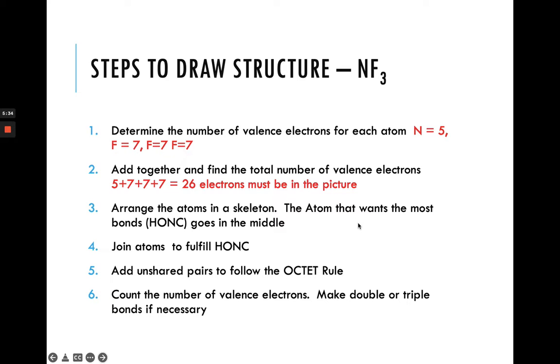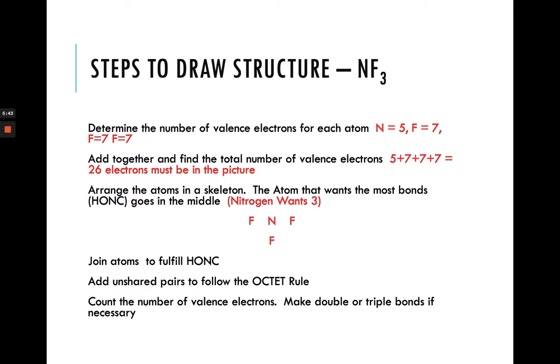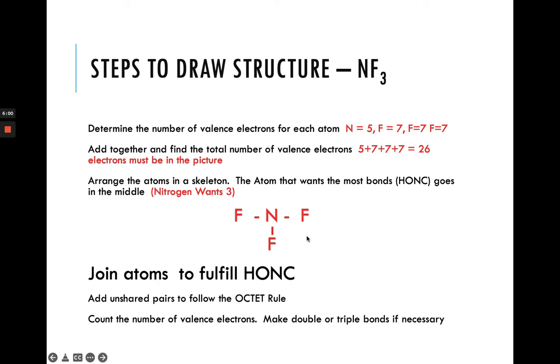Then we'll join the atoms to fulfill the HONC rule and add any unshared pairs to follow the octet rule. And then we'll count everything up to be sure that everything is done. So again, we're going to arrange the atoms in a skeleton. We'll put nitrogen in the middle and fluorines around the outside. We know that nitrogen wants 3, fluorine only wants 1, according to HONC. So that's why nitrogen's in the middle. We're going to join them to fulfill the HONC rule.